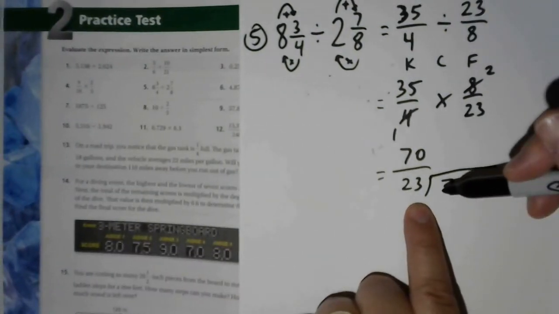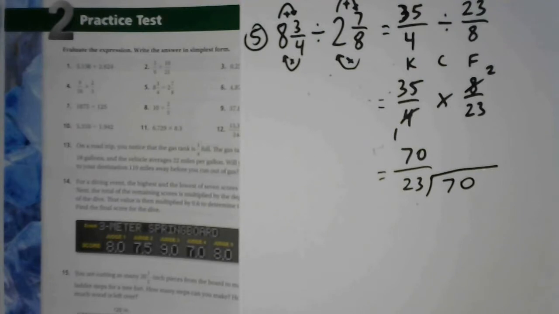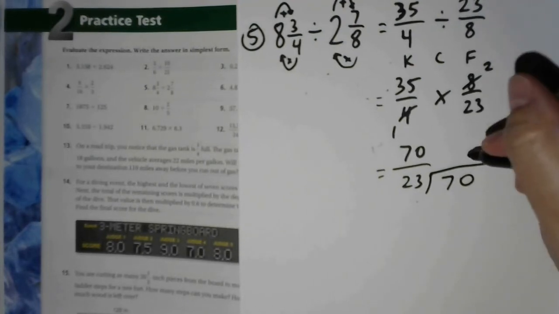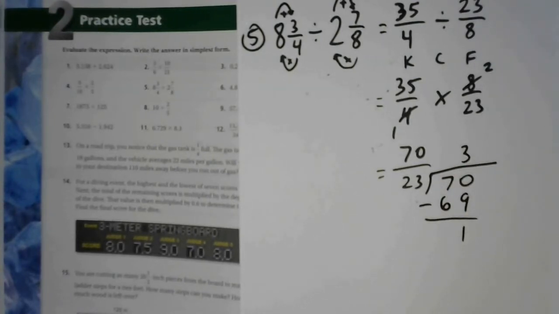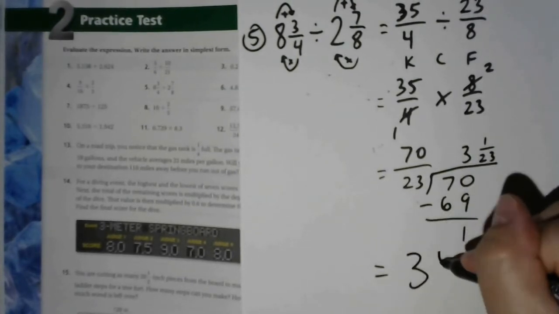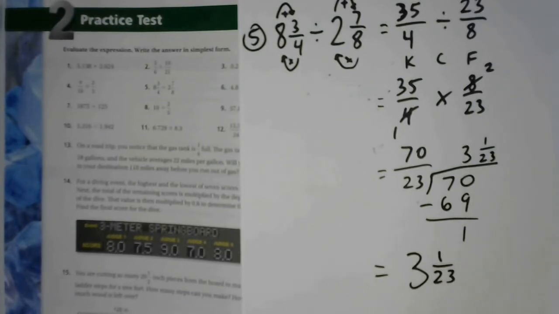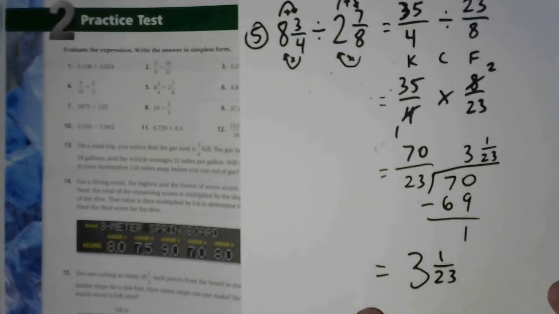So let's see, 23 goes into 70. So that would be like 46, and then 69. So I'm going to say 3 times. That'd be 69. I'll subtract, I get 1. That 1, whoop, goes up top. I have 1 23rd. So my answer here is 3 and 1 23rd. That's my answer for number 5.